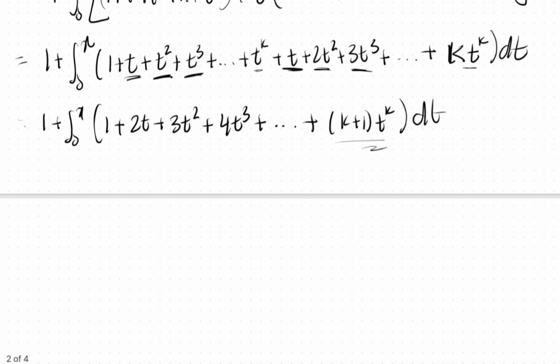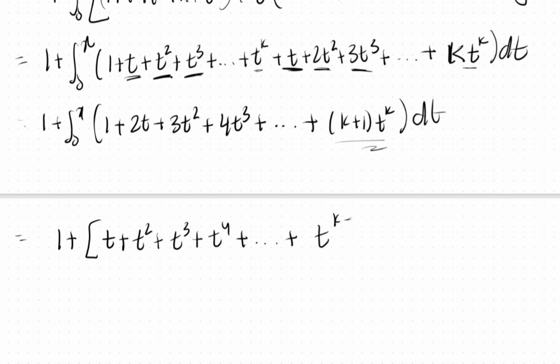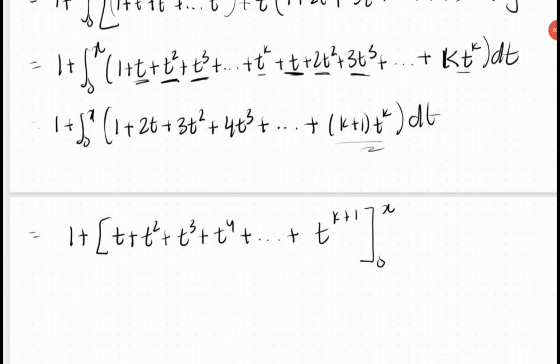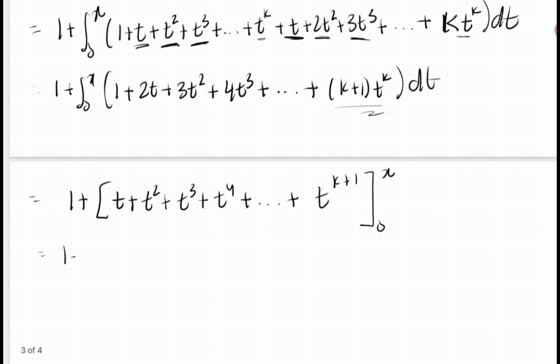Now let's just solve the integrand. So 1 plus, the integration of 1 is just t, integration of 2t is t squared, and then it just keeps going on and on, dot dot dot. Integration of (k plus 1) t^k is t^(k plus 1), from 0 to x.